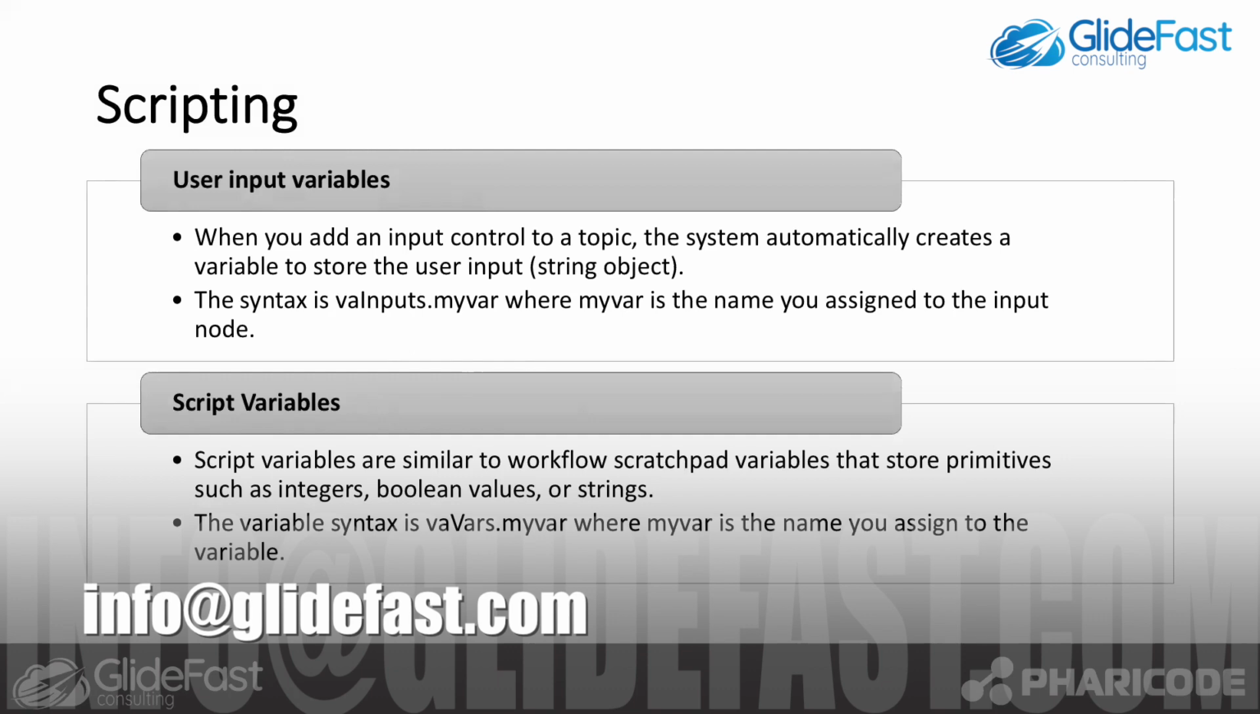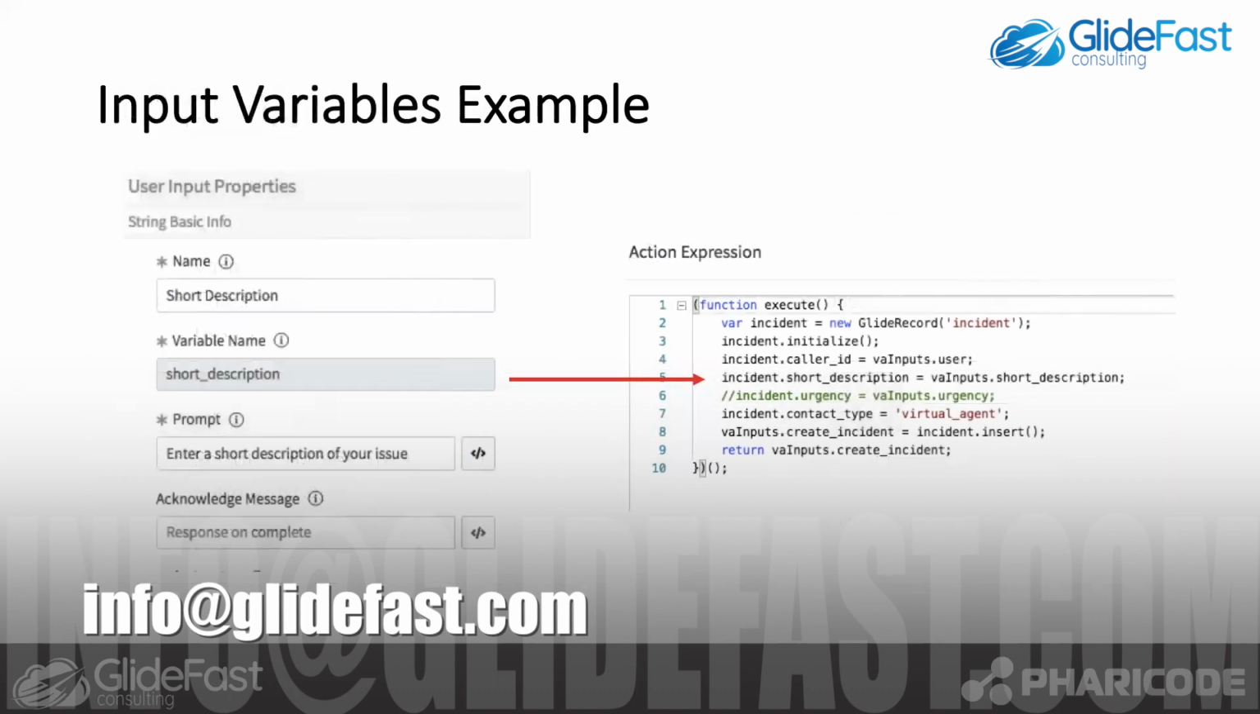So what I'm showing right now, and I'm going to show this in the demo as well, is an example of these user input properties and variables, right? So, for example, if you had a variable called short description, you can capture what that user responds to that short description by doing incident short description equals VA inputs dot short description. And that would be exactly what the user responds.